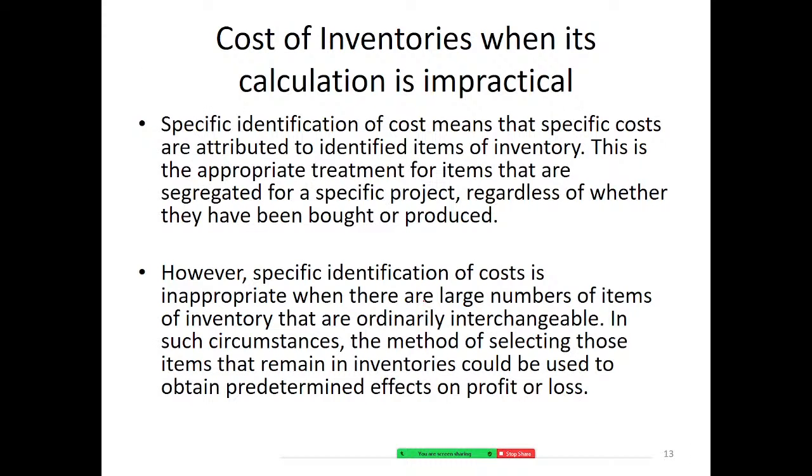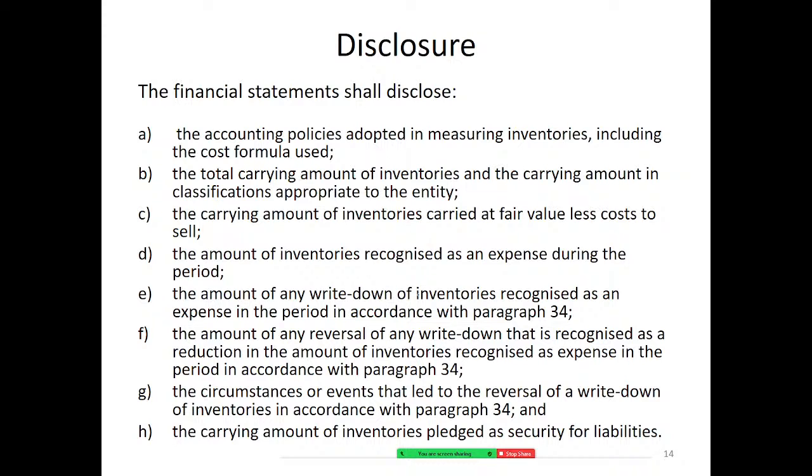Specific identification of cost means that specific costs are attributable to identified items of inventory. This means the items are not interchangeable. So this is the appropriate treatment for items that are segregated, not aggregated, for a specific project, regardless of whether they have been bought or produced. However, specific identification of cost is inappropriate when there is a large number of items of inventory that are ordinarily interchangeable. So if the items are interchangeable, they cannot use the specific cost formula. In such circumstances, the method of selecting those items that remain in inventories could be used to obtain a predetermined effect on profit or loss.